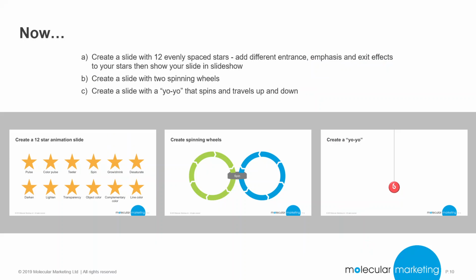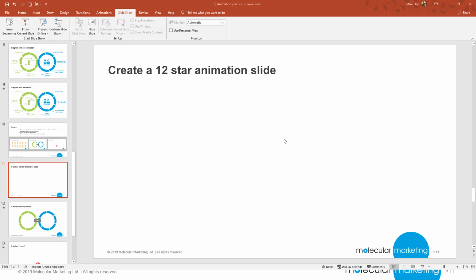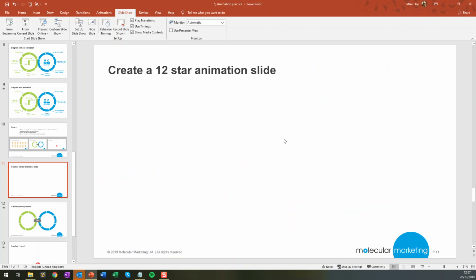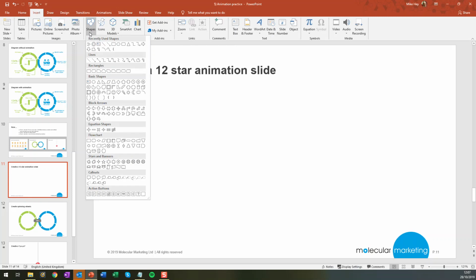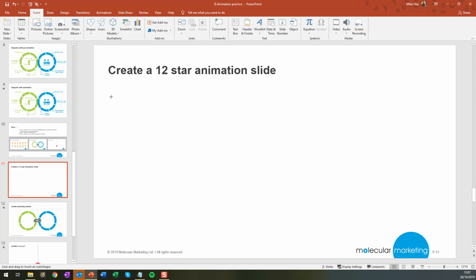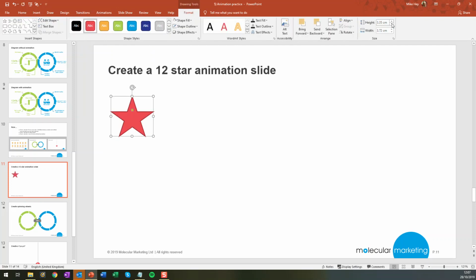Welcome back. Okay, let's start by creating a 12-star animation slide. First of all, let's leave a slideshow. Then I'll insert a star, shapes here, 5-pointed star, make it 3.3 wide and high, something like that. Take this outline off.